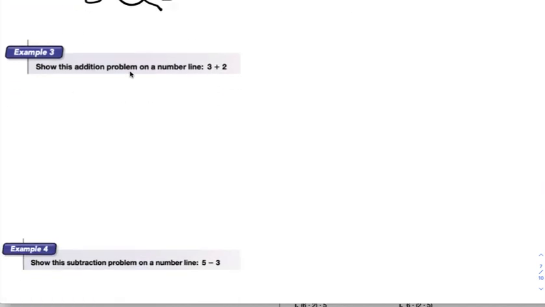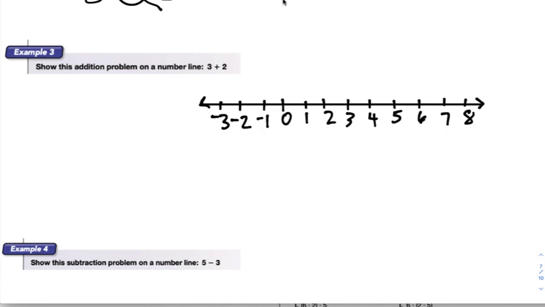Let's look. Show this addition problem on the number line. All right, so if we start off with a number line like this, we can actually think about addition and subtraction of numbers. So the problem says start with 3 and then go up 2 spaces. And if we did that, 1, 2, we're ending at the number 5. So when we move up 2 spaces, that's plus 2 spaces, we end on 5. So we can see 3 plus 2 is equal to 5 by looking at the number line.